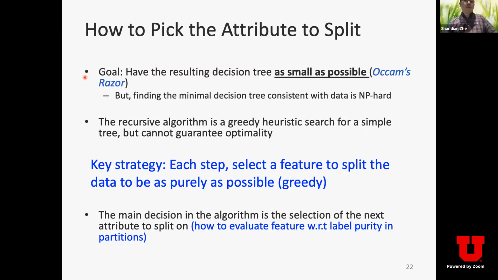How do we fulfill this goal? Unfortunately, we find that creating the global minimum decision tree consistent with the data is very, very hard. It's an NP-hard problem. You can imagine that to do that, you have to enumerate all possible orders of the attributes to split the data set on. Suppose you have n attributes, then you might have n factorial possible orders of attributes to split on.